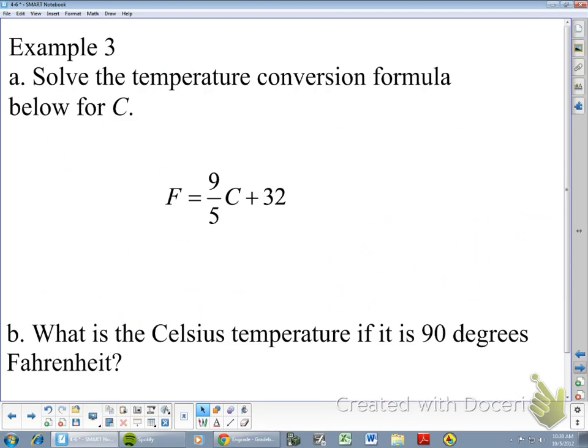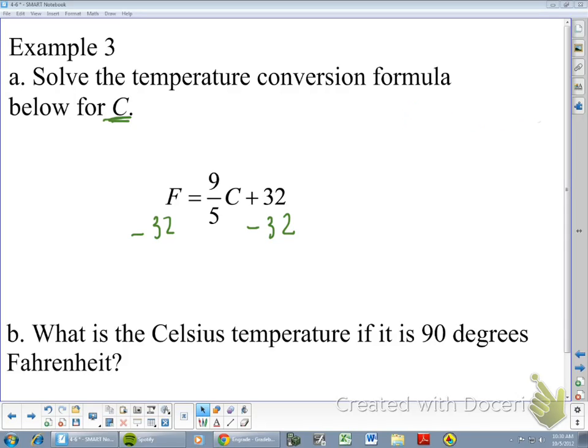Okay, and our last example, example 3, it says solve the temperature conversion formula below for C. So this temperature converts Celsius. So I input Celsius temperature and I get out Fahrenheit temperature. So I want to solve it for C. So I want C on one side is equal to something involving Fahrenheit temperature. Okay. So first thing I want to do is subtract 32 from both sides.